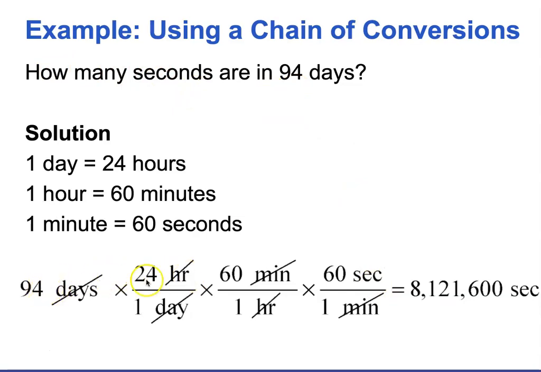Because all of these numbers are in the numerator, you're going to multiply. So you're going to do 94 times 24 times 60 times 60, and we get 8,121,060 seconds are in 94 days.